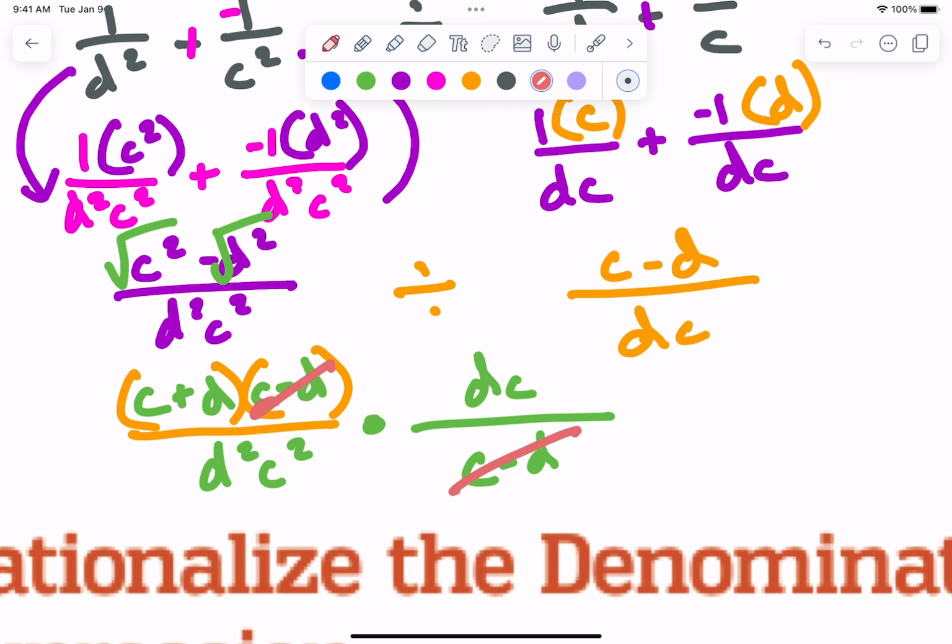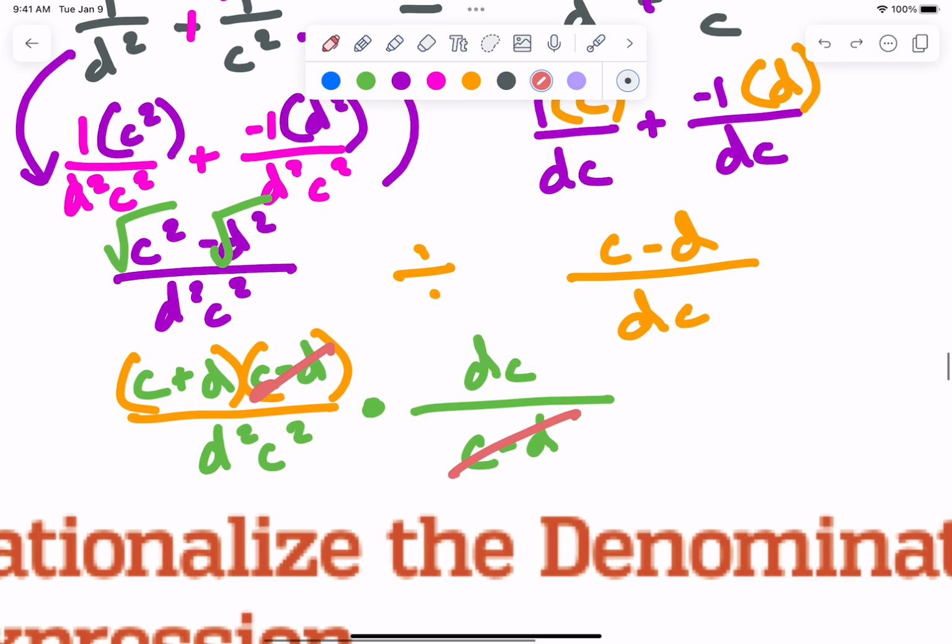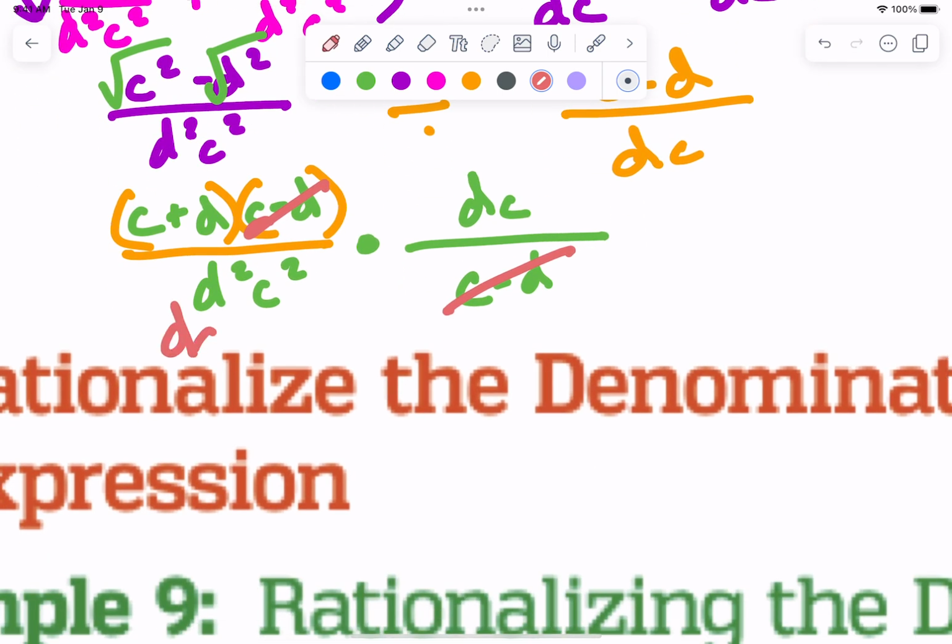Can you cancel C plus D over 2? Can we cancel this dc with one of these and one of these? Sure. If you're confused, d squared means dd, c squared means cc. So this d is canceled with one of those, this c is canceling with one of those. So I have dc on the bottom there. You see that?